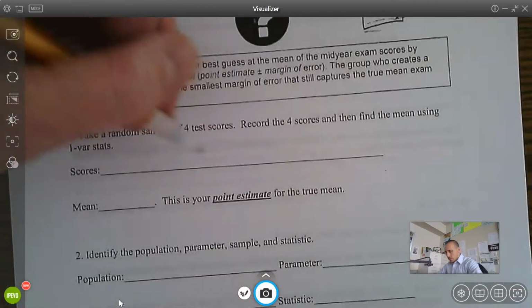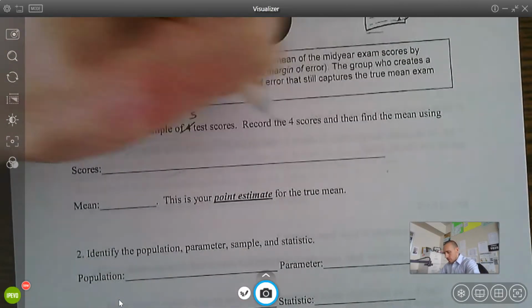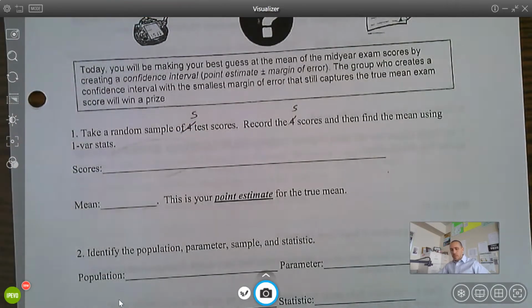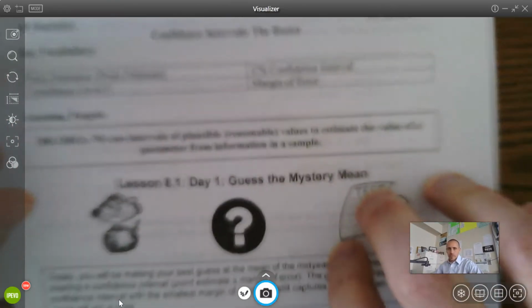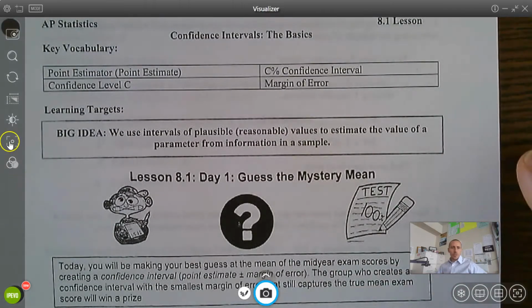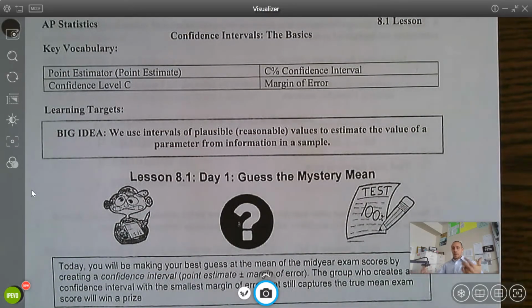All right, the scores, you can write down the scores. This is a typo. It should say 5 scores, not 4. So actually, why are we even doing this? Hit the brakes. The big idea is we're going to use intervals of plausible, reasonable values to estimate the value of a parameter. So if I want to know what percent of Rush Henrietta students have hazel eyes, I'm going to come up with an interval to estimate that parameter. Maybe it's really 5% of RH students, but I don't know that until I construct a statistic from a sample and then generate an interval.